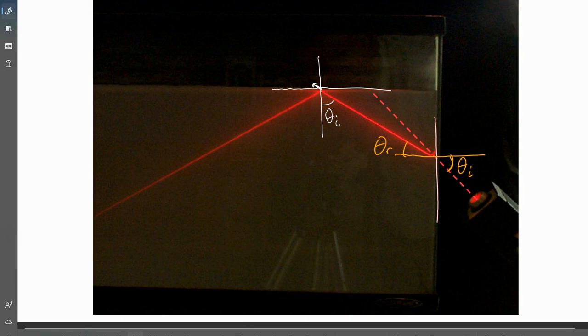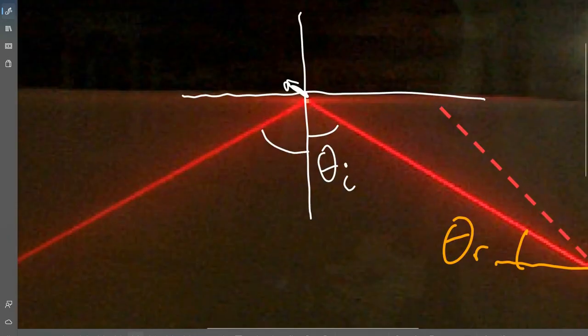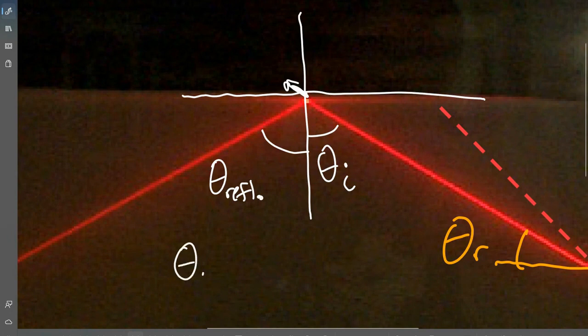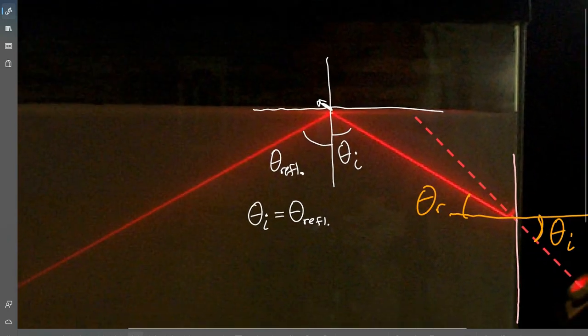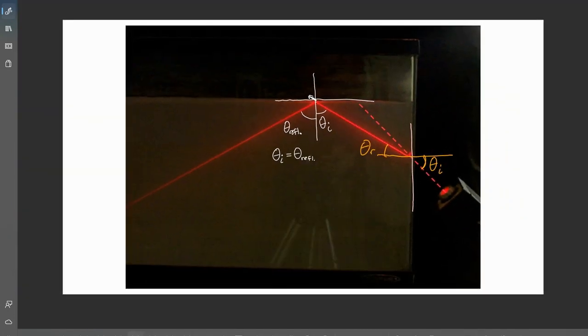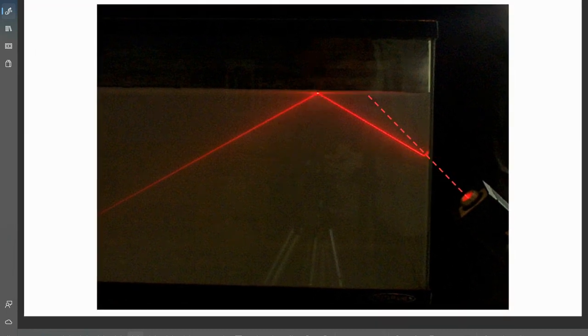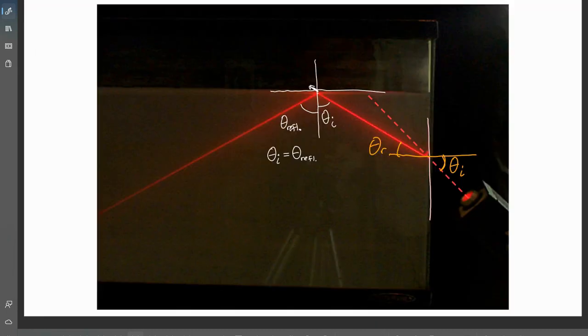So what we get here instead is theta reflected. And one thing that we can always know about reflected rays is that the angle of incidence is equal to the angle of reflection. All right, so we've got refraction and reflection. Refraction, you use Snell's law. Reflection, the angles have to be equal. This total internal reflection is really cool for uses. I was getting ahead of myself there.